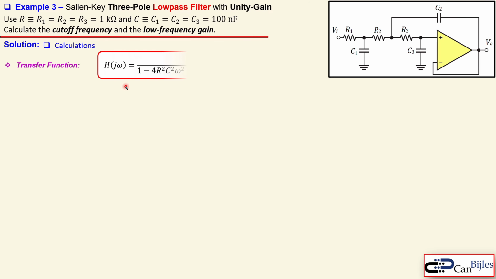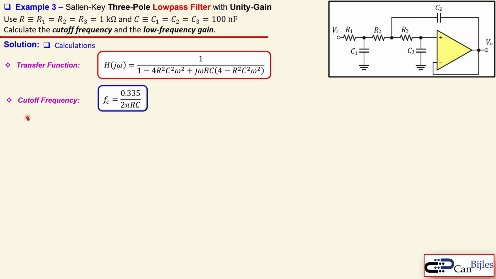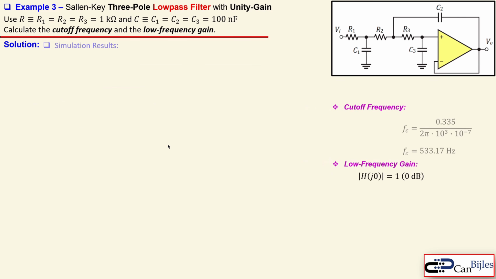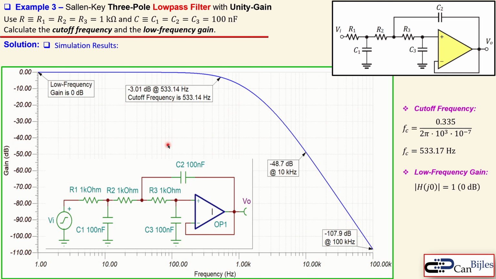First, just bring up the transfer function for completeness. Our cutoff frequency formula, we have discussed that it was approximately 0.335 over 2 pi RC. We know what our RC is because the R and the C's are given. We just substitute the values here and we have almost 533 Hertz. The low frequency gain here is also 1, so that means it is 0 dB. Now bringing the results here, let's look at the simulation results.